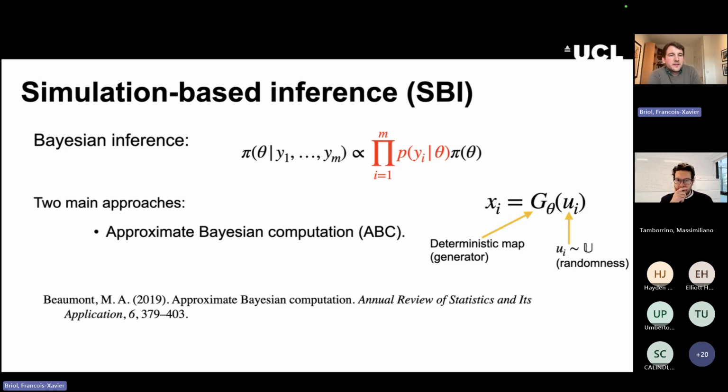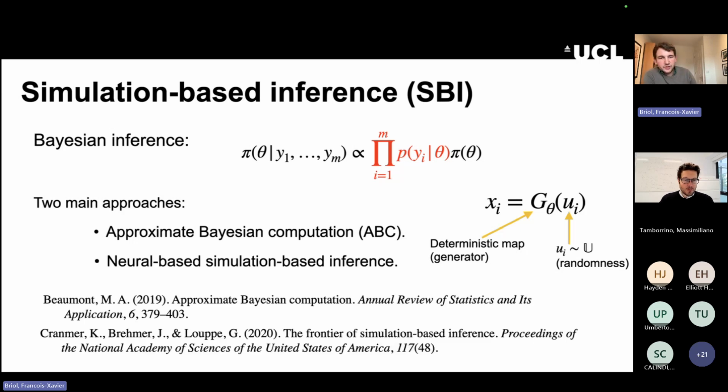Okay. Now, there's two main approaches. I mean, there's more than two, but I'm just summarizing the key directions in the literature. So one of them is approximate Bayesian computation. And this one has been around for a much longer time. And then more recently, there's been advances in what I call neural-based simulation-based inference, which will be mostly the focus of this talk. So most of my talk will be on these newer methods.